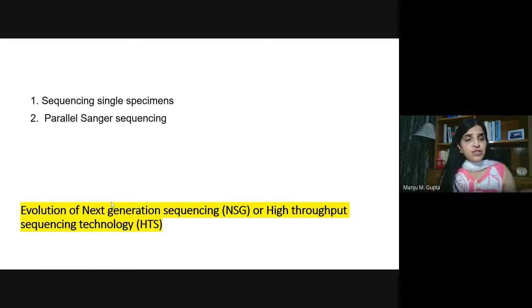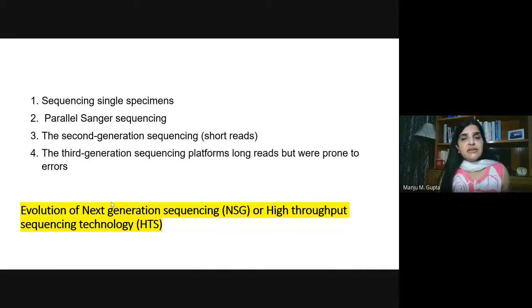Then in the evolution of next generation sequencing, which I'm going to focus on and take you further, we had several steps: parallel Sanger sequencing, second generation sequencing, and third generation sequencing platforms. The second generation gave us short reads, the third generation gave us long reads, but they were prone to errors. With all these methods, being in a college, I was quite interested, but I always lacked facilities.